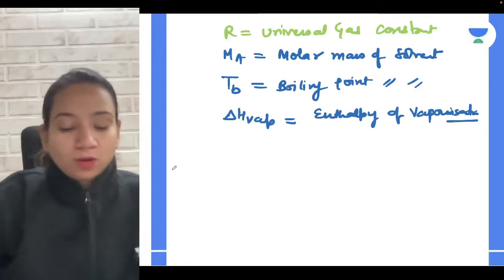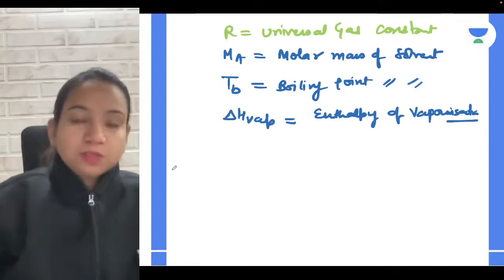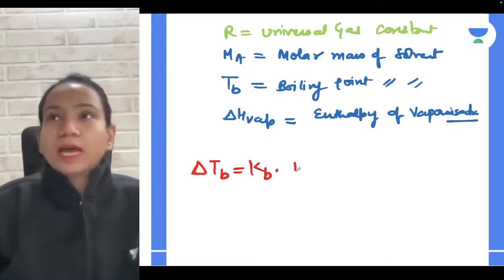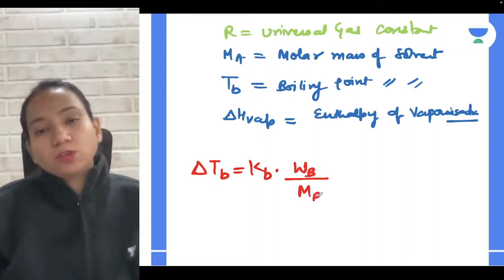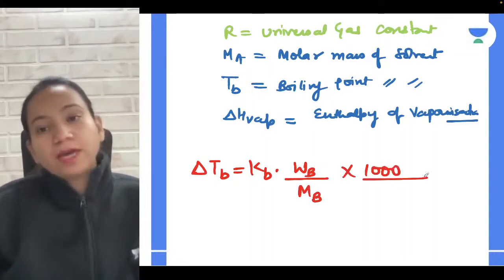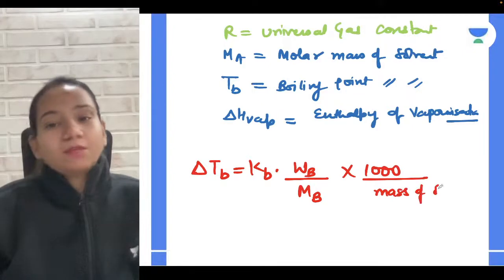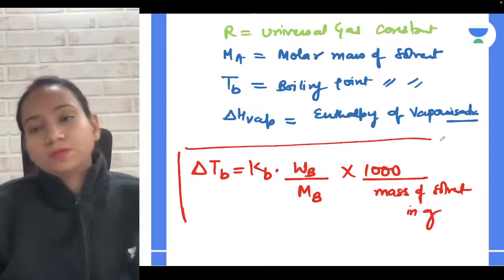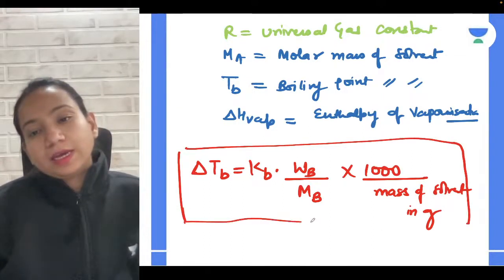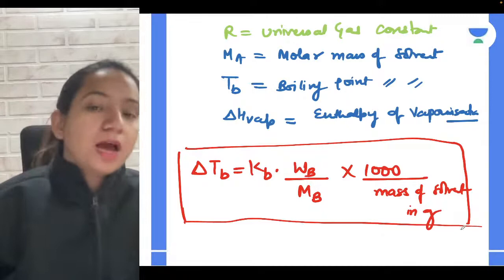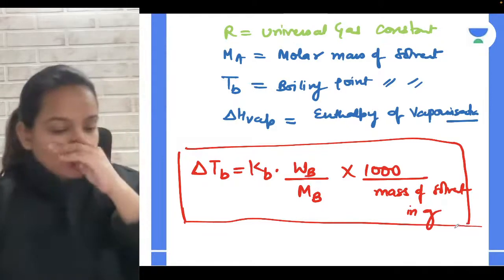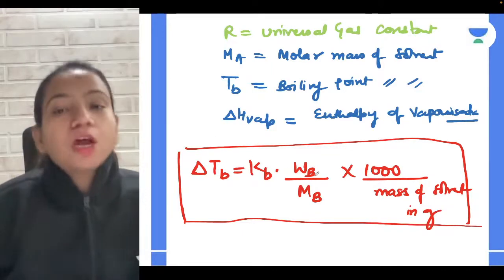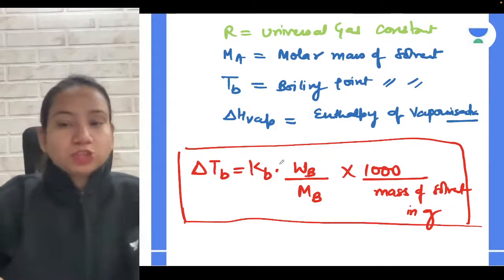Okay, now if I talk about what we can relate, it's very simple. Do you know what is molality? How can we write it? So delta Tb is equal to Kb dot molality, which we can write as given mass of solute divided by molar mass of solute into 1000 divided by mass of solvent in gram. So this is the whole formula which I can utilize for the elevation in boiling point, how much it has taken place. So delta Tb is equal to Kb dot Wb by Mb into 1000 divided by mass of solvent in gram.